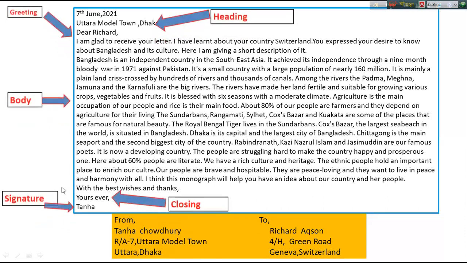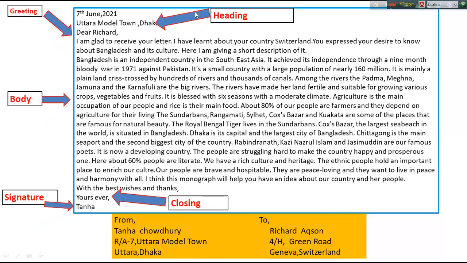Okay, now all of you look here. Again, I have marked the parts here. You can see the heading, the address and the date, then the greeting, Dear Richard. Then from here to this one is the body of the letter. Then you can see the signature, then the closing. This is the closing, yours ever. So in this way, you can write your letter. And of course, you should follow these ways. I think you all will do it better.